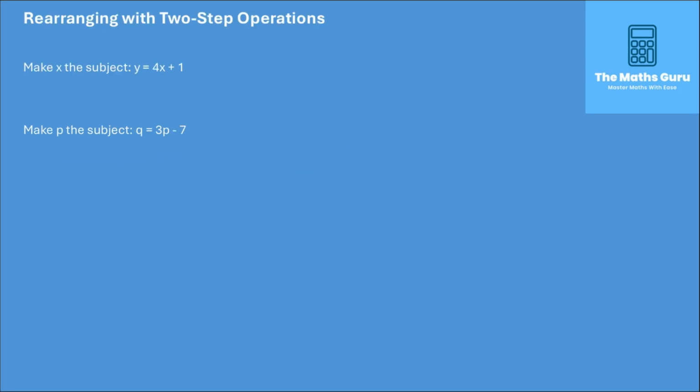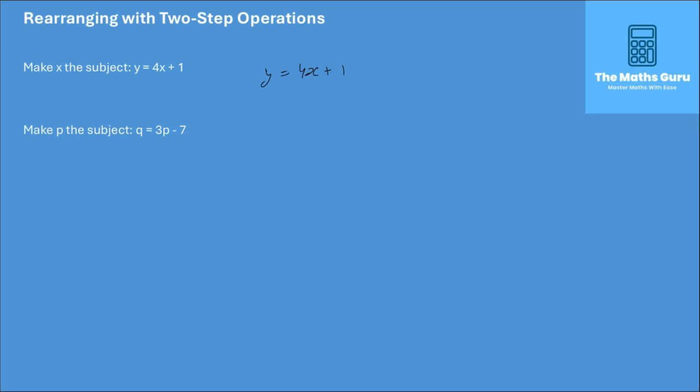Moving on now. This is rearranging with two-step operations, meaning there's a second step, building on from what we learned in the first slide. So y is equal to 4x plus 1. We need to make x the subject of this formula. First we look at our x and see that it's being multiplied by 4, then added to 1.